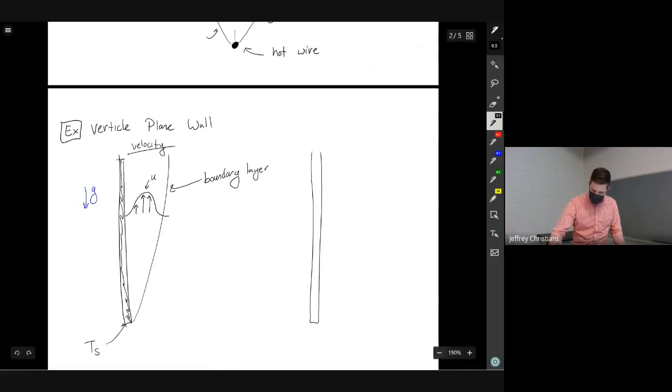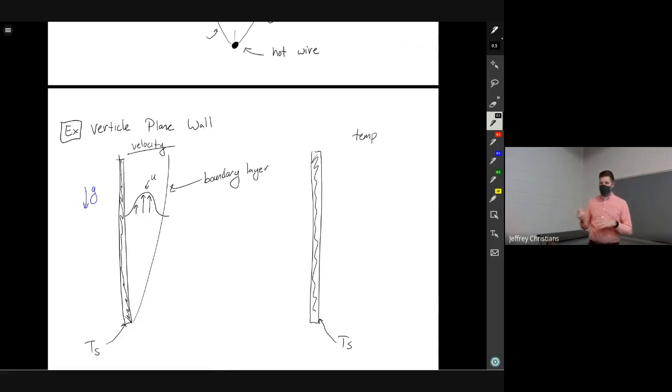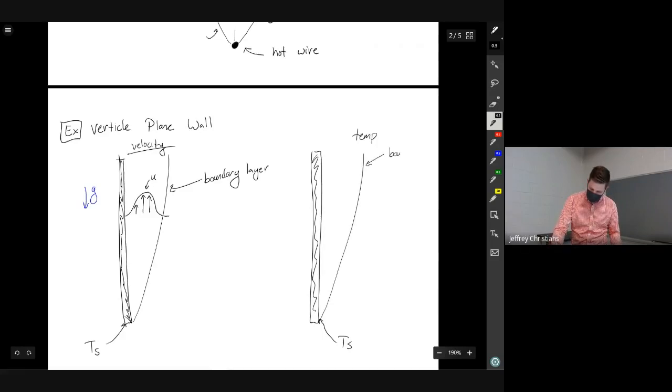There's the velocity part of the system and the temperature part of the system. So we'll redraw the same system, the same wall. For the temperature part of the system, we're going to have a similar boundary layer growth. Let's imagine this is a hot plate and a cold fluid. Our surface of the fluid is going to be at Ts, and it's going to cool off to T infinity, like that.